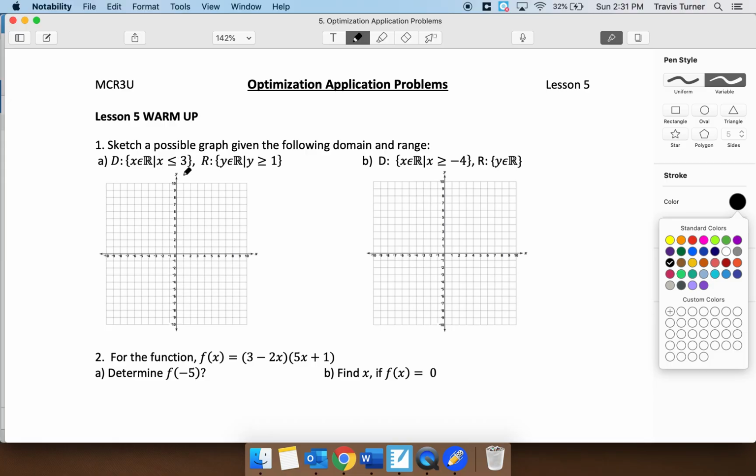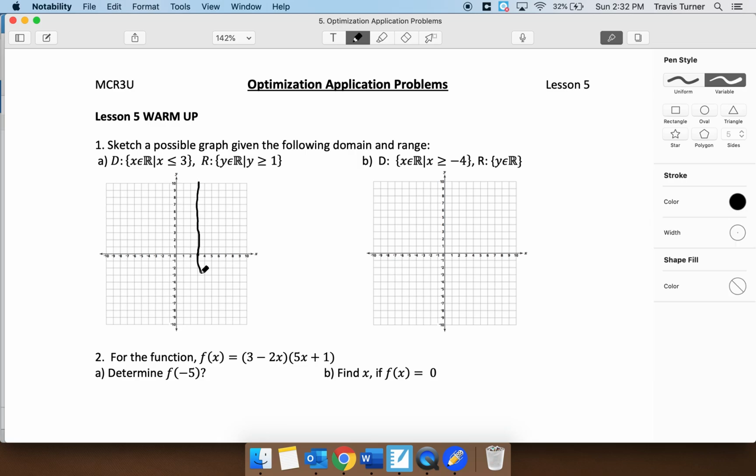So the first one says, if x is less than or equal to 3 and y is greater than or equal to 1, sketch something that fits those dimensions. So you can imagine if it's less than or equal to 3, here's 3. If I'm less than, it means I'm on the left side of 3. So there's kind of an imaginary divide here that separates so that you cannot have anything on this side. So that's one way to think of this.